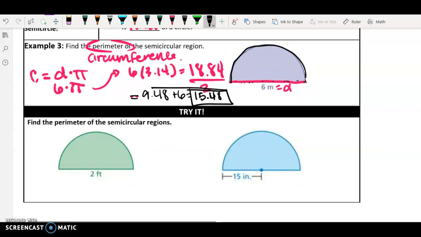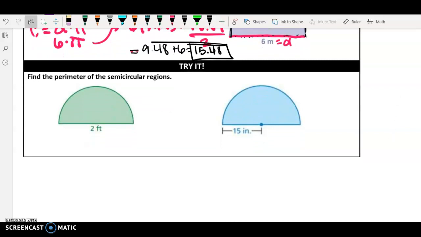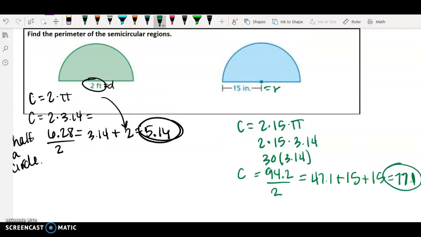Now I want you to give it a try, and check your answers. For the first one, we had the diameter of 2, so my distance from here to here is 2. So diameter times pi, 2 times 3.14, and I get 6.28. It's a half circle, so I divide it by 2 and get 3.14, which is the distance from here to here. Then I still need this little dotted section right here, so I add 2, and I get 5.14.